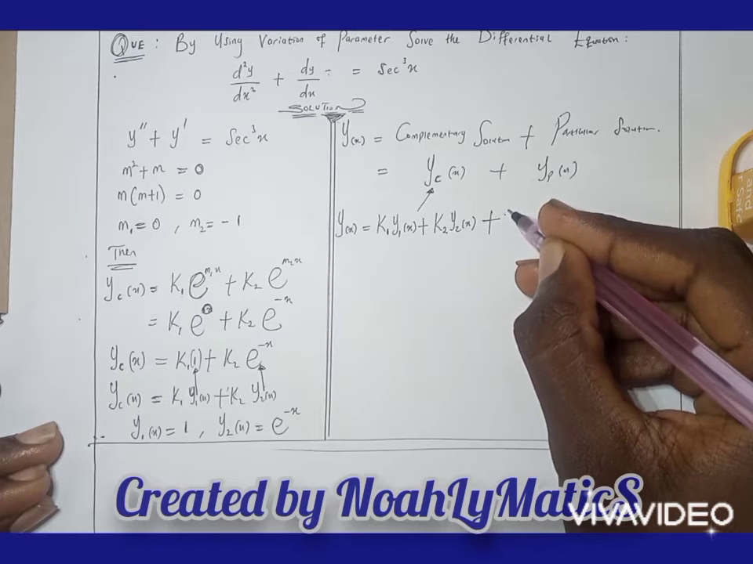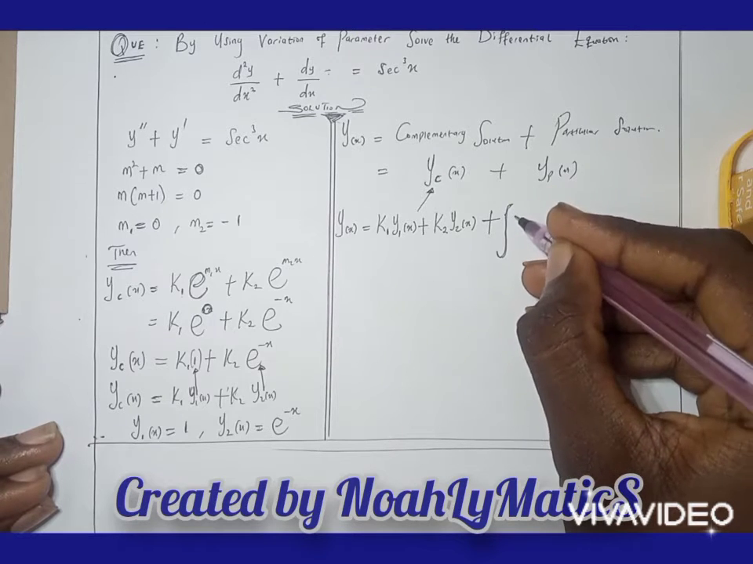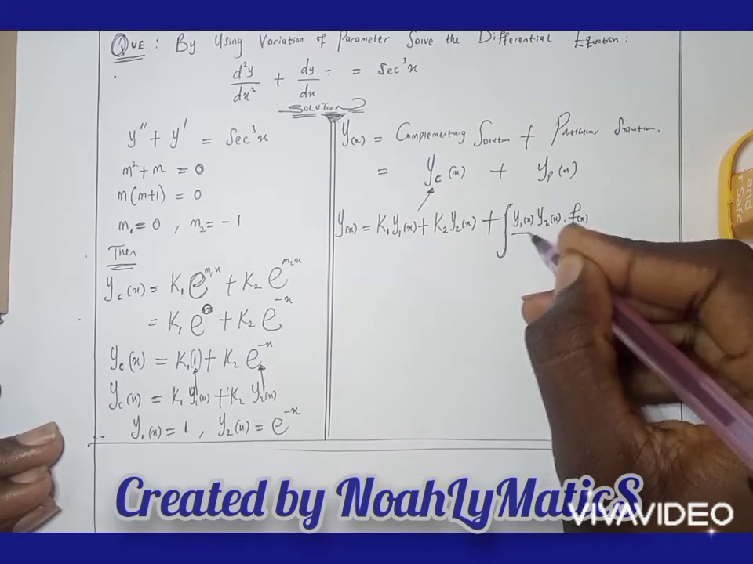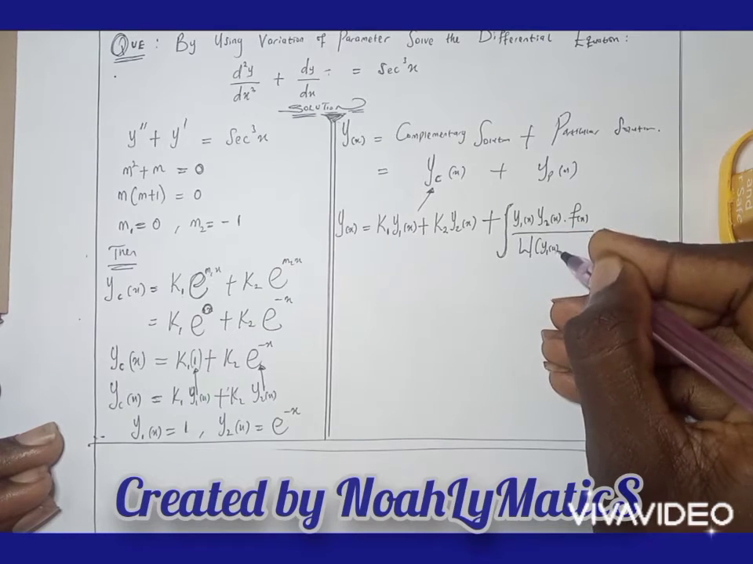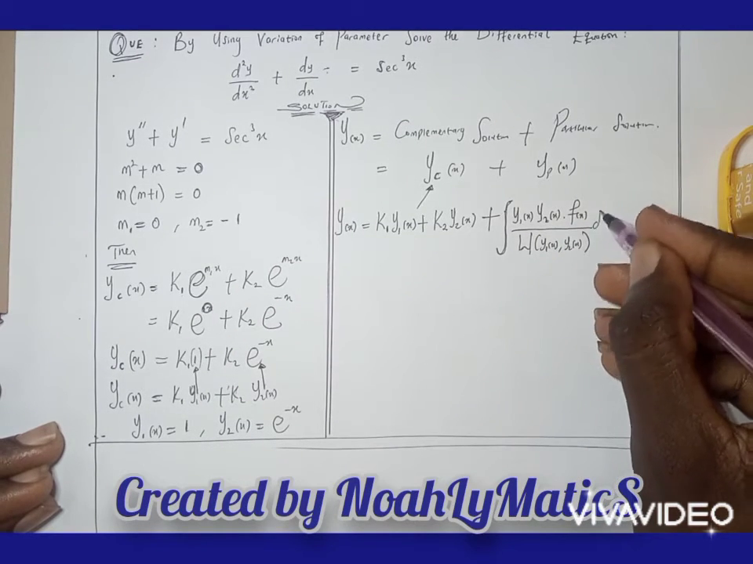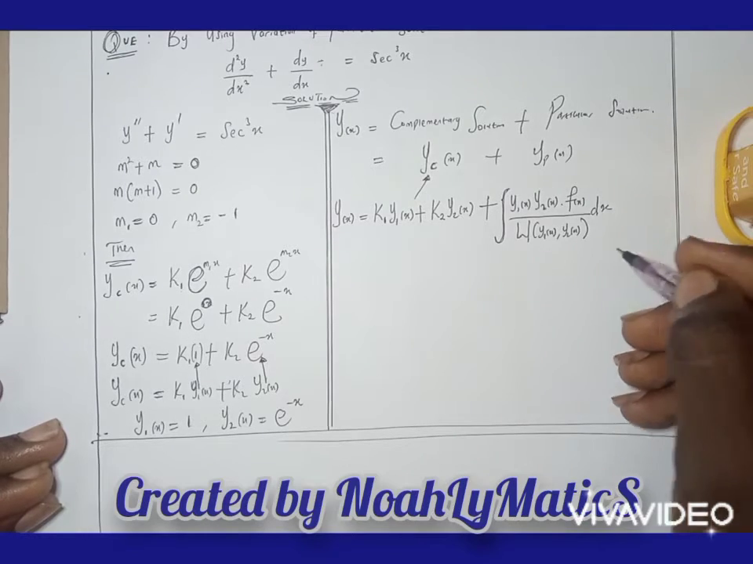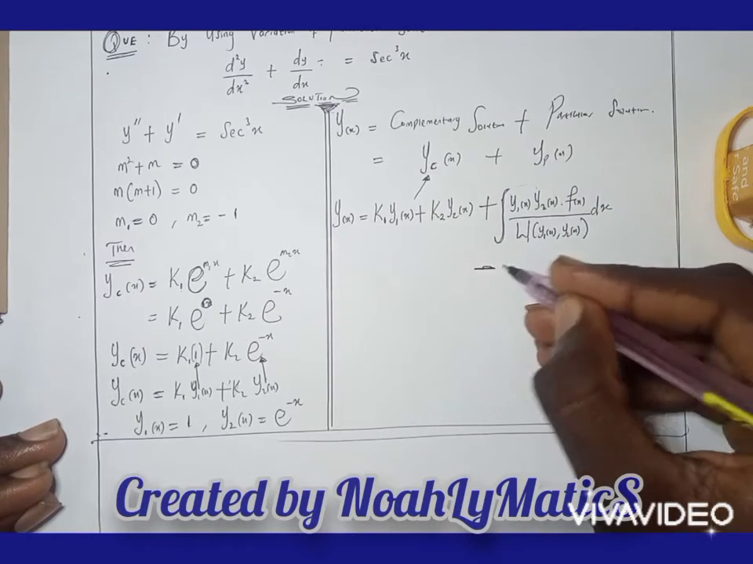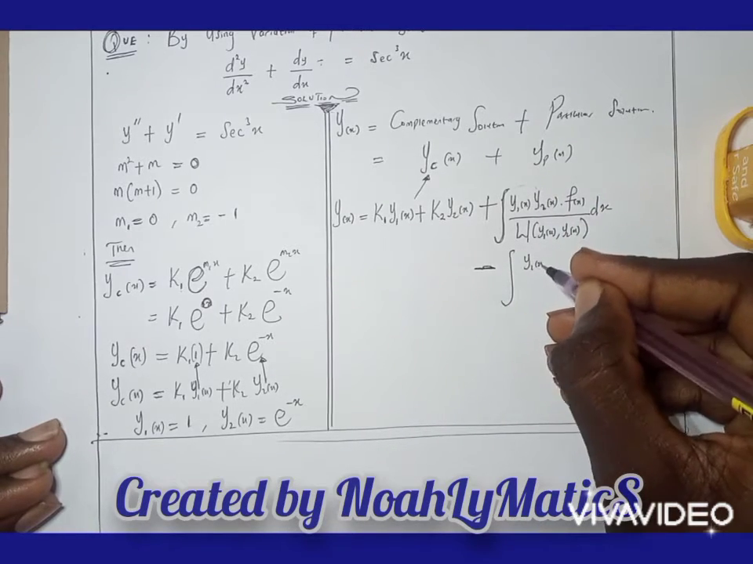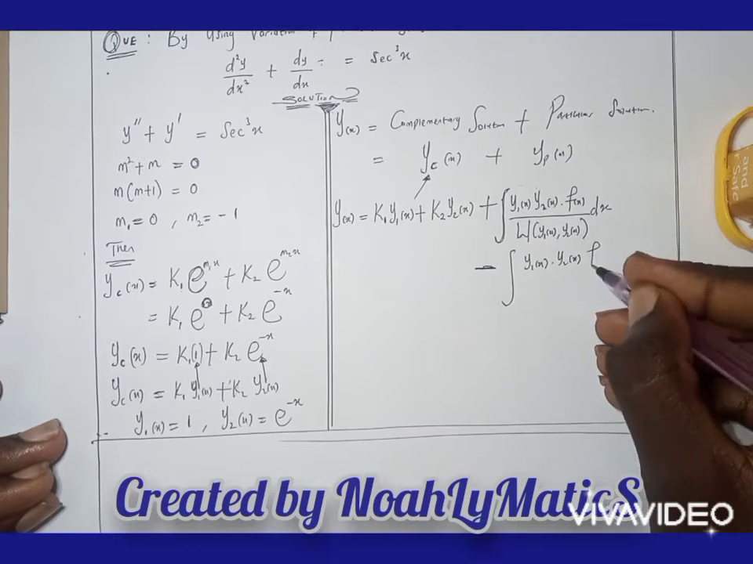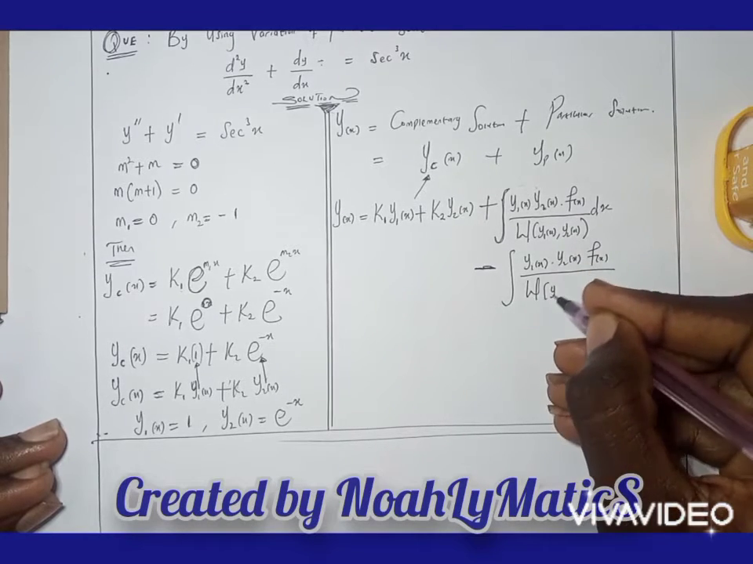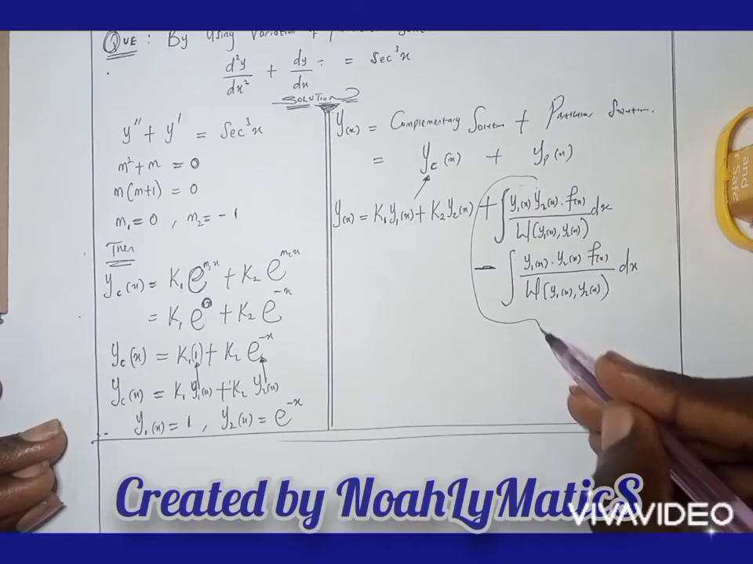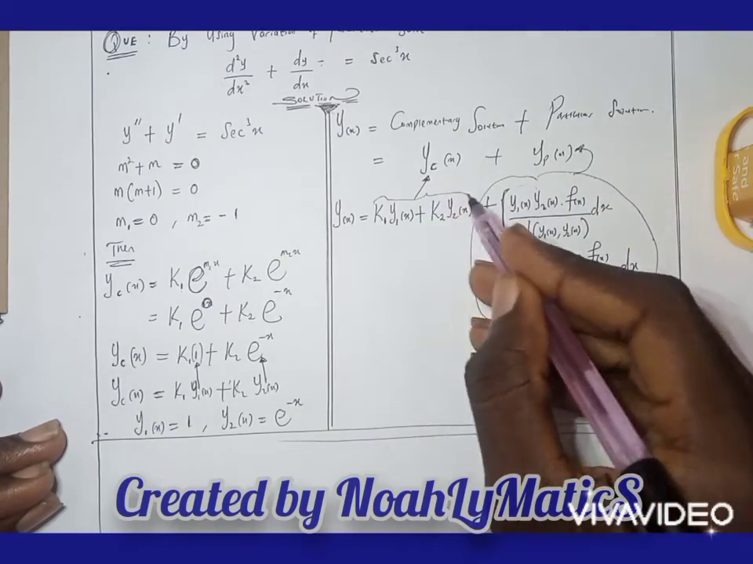That is, we should have plus the integral of y1 of x, y2 of x times f of x divided by the Wronskian of y1 of x and y2 of x, and we integrate it with respect to x. And finally, we have another subtraction. All these things I'm writing are for the particular solution. So minus an integral of y1 of x times y2 of x times f of x divided by the same Wronskian of y1 of x and y2 of x, with respect to dx. All this is for the particular solution, and whatever we have there is for the complementary solution.